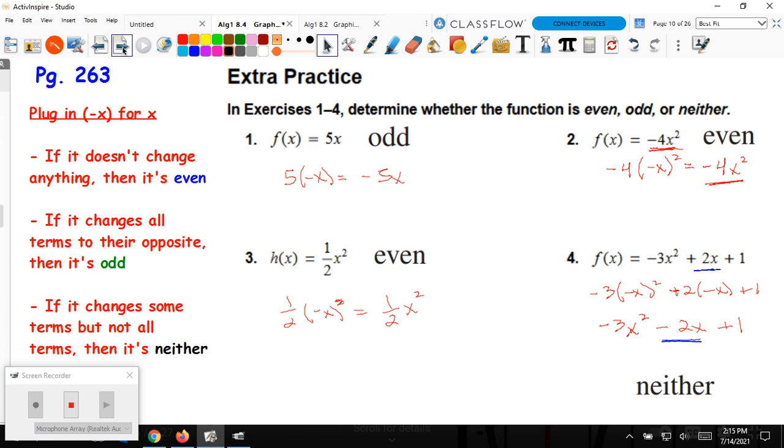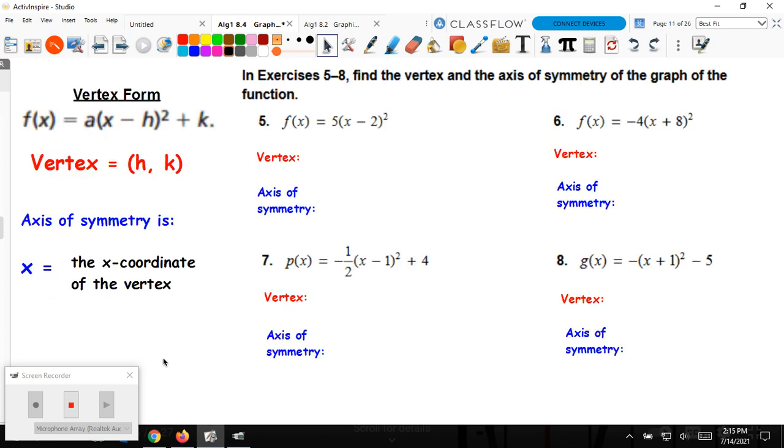All right, let's move on to 5 through 8. Now 5 through 8, here we're going to get into graphing in vertex form. So before we get there, we need to figure out the important points of the graph, which are the vertex and the axis of symmetry. We did the same thing when we were doing 8-3, except then to find the vertex we had to do negative b over 2a for x, and then plug that x number in to find the y for the vertex. And the axis of symmetry is always going to be the x-coordinate of the vertex.